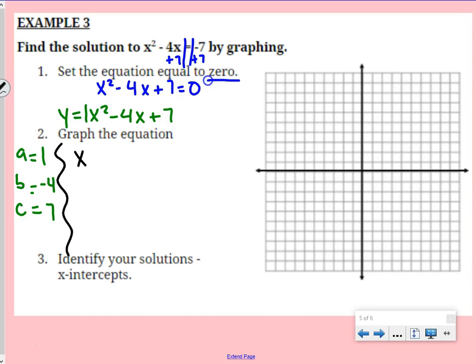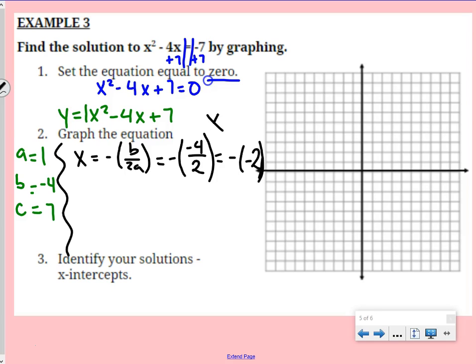Find our line of symmetry. X equals negative b over 2a. B is negative 4, so we put that in for b. 2 times a, which is 1, 2 times 1 is 2. Negative 4 divided by 2 is negative 2. Double negative makes a positive. Our axis of symmetry is x equals 2, so we draw that vertical line.